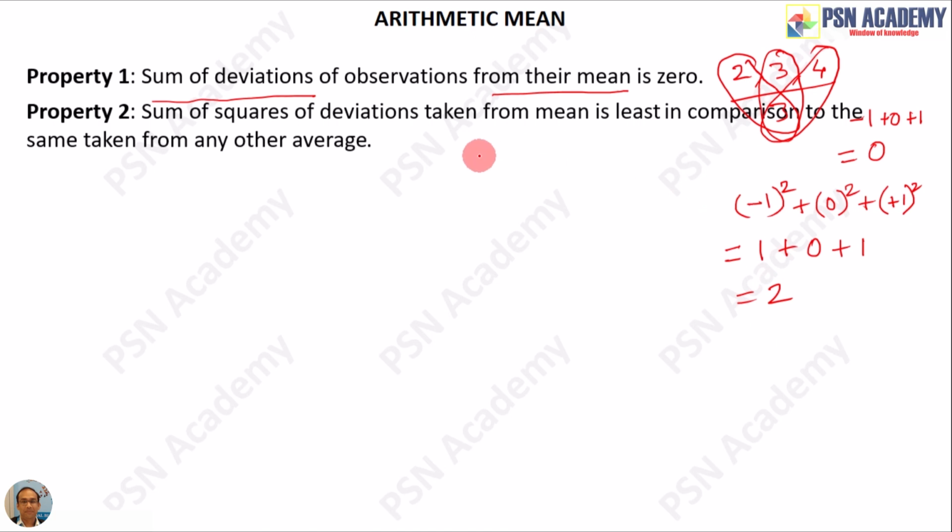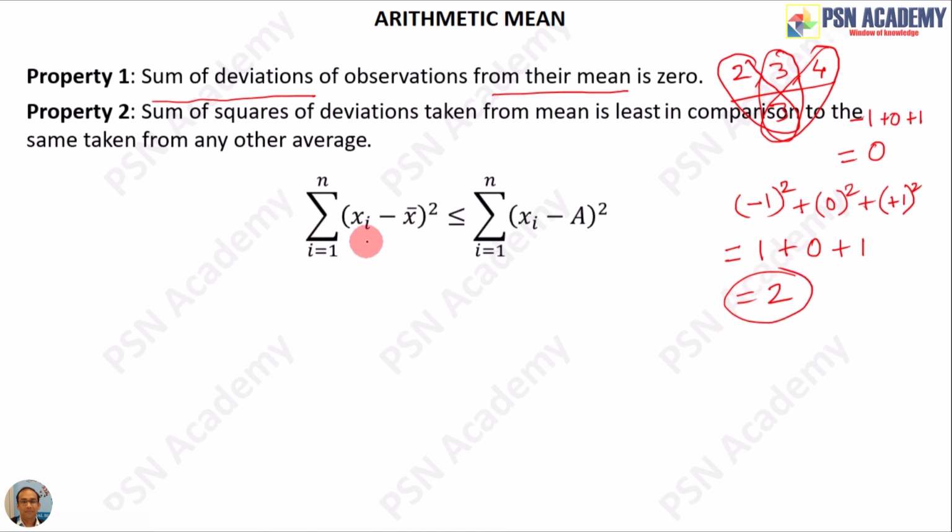Now property 2 is talking about any other average. That means any other central value, say mode or median. If you take the sum of squares of deviations from that median, then that summation will be higher than the summation you have done using the mean. So it will look like this: the sum of xi minus x bar whole square, where x bar is your mean, will always be less than or equal to the same sum for any other central value.